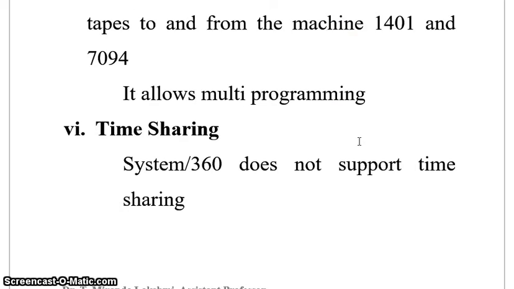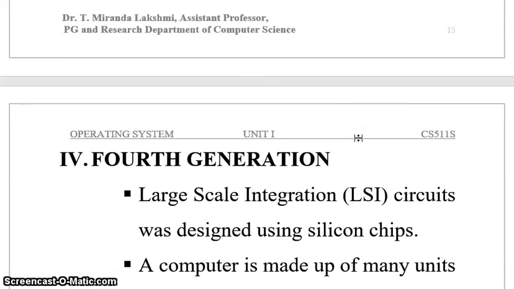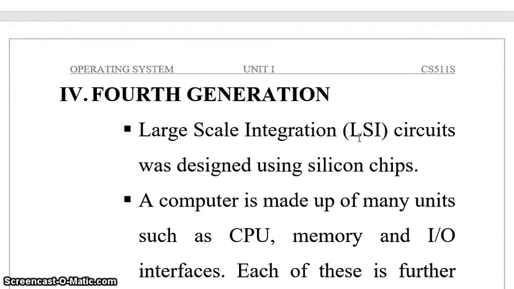Next one, time sharing. System 360 does not support a time sharing system. So now we have seen the advantages and disadvantages of the above operating systems. Next we are going to see the fourth generation.